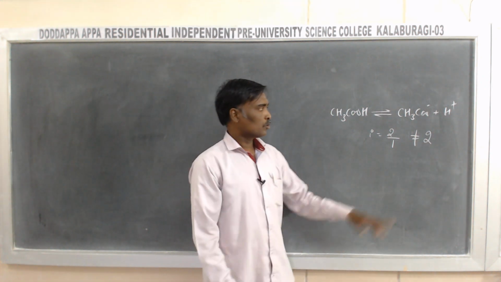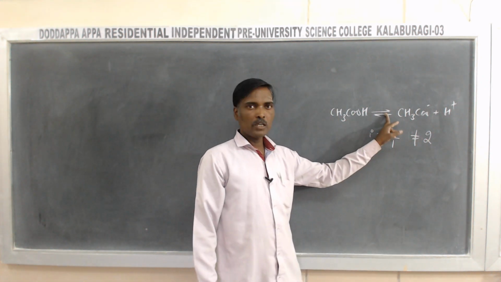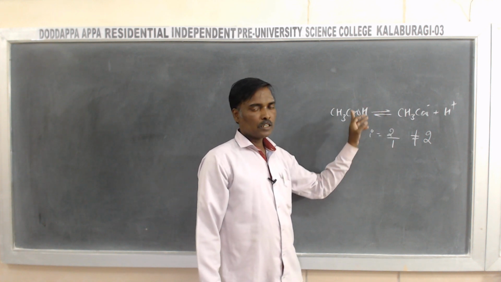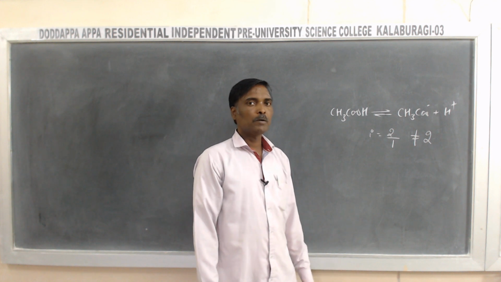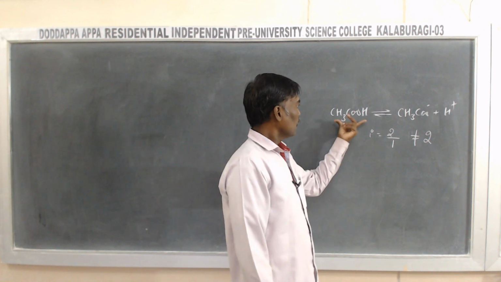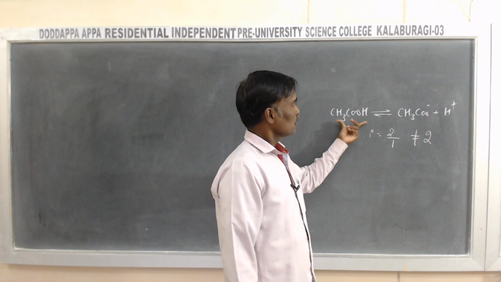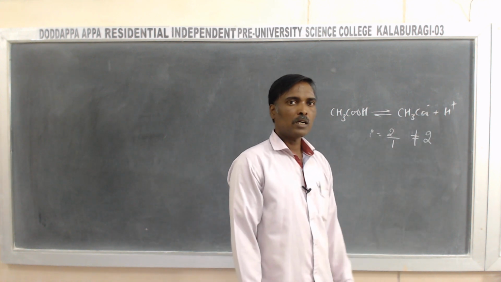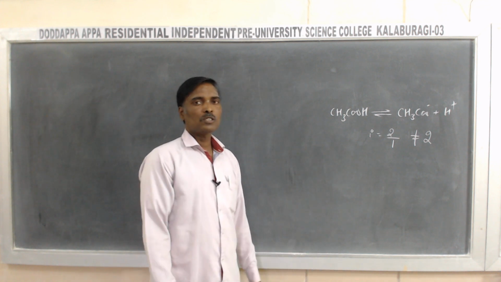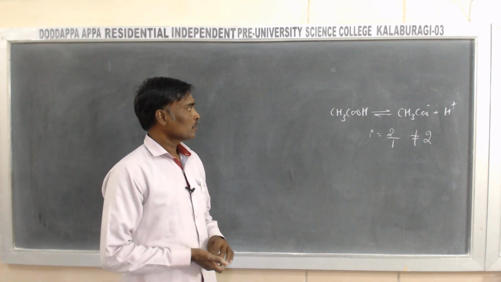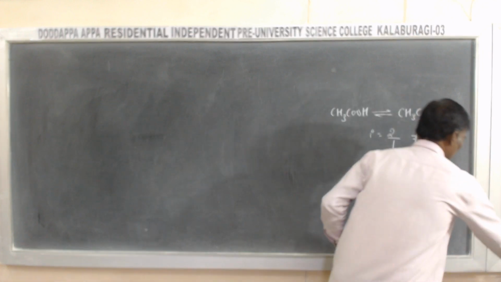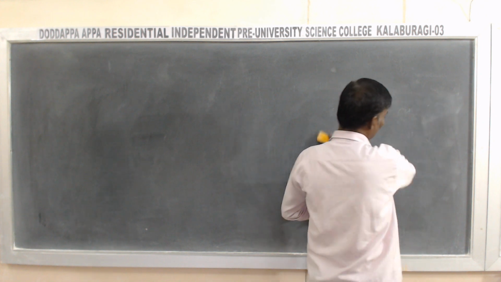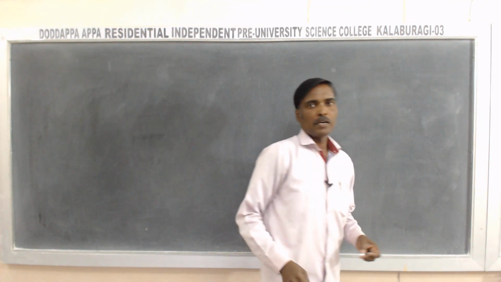It's not equal to 2 in case of weak electrolytes, because the acetic acid is not completely dissociated, it is partially dissociated. If I take 100 molecules of acetic acid, only 97 molecules may get dissociated and form ions, and another 3 molecules remain undissociated. So in such cases we calculate the degree of dissociation. By knowing the degree of dissociation, we calculate the Van't Hoff factor.